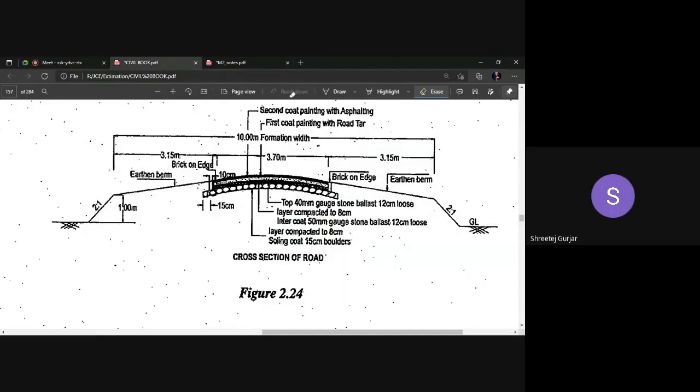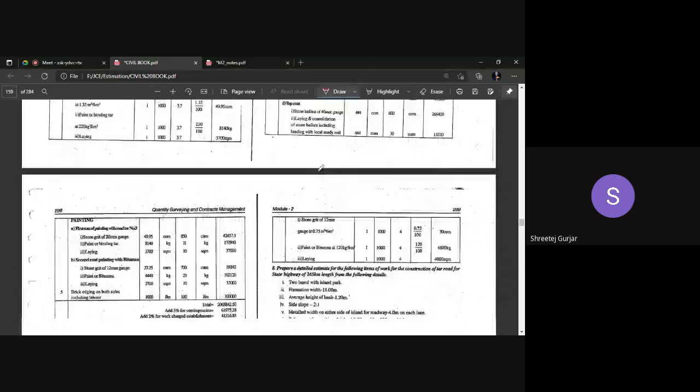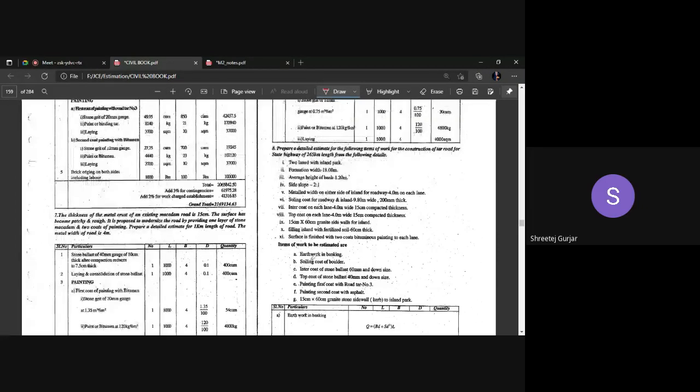Okay. So this is regarding your flexible pavement. Moving on to your eighth one. Eighth one. So do not worry. They have not given you a cross section, but it is very easy. Eighth one is also very easy. Even if they have not given you the cross section, all the quantities are mentioned in detail.